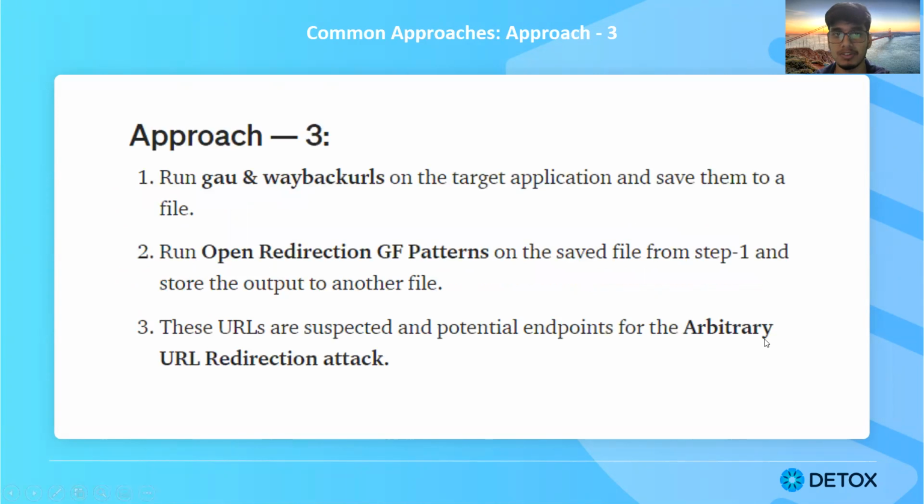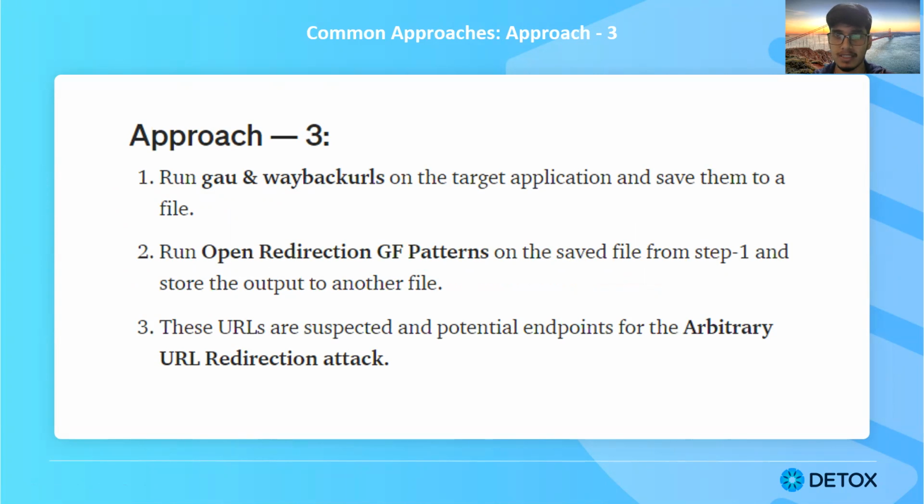Approach 3 is where you run tools like gau (getallurls) and waybackurls, which fetch the URL history from repositories like the Wayback Machine and AlienVault. Once you have the data collected, you use the open redirection GF patterns. GF patterns were developed by Tom Hudson (tomnomnom). He has developed really great tools, and there are some patterns by 1ndianl33t, of which open redirection is one.